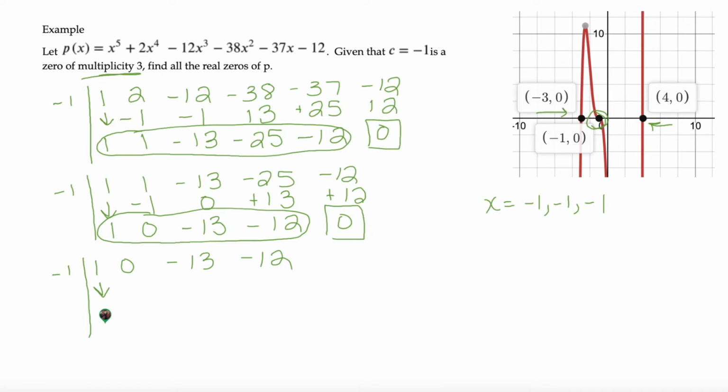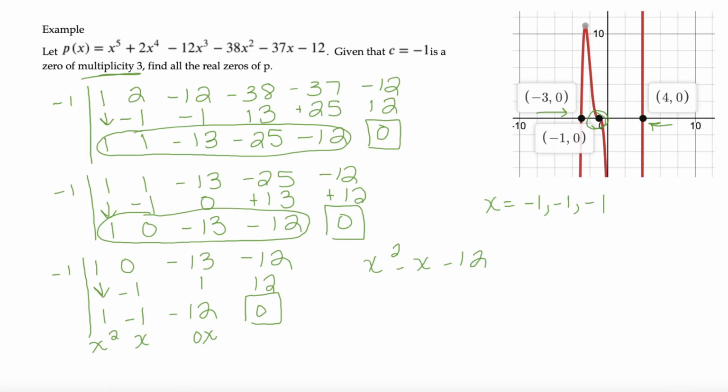Always bring down the first value, so -1 times 1 is -1. When I add, -1 and -1 is +1. And here we go, +12. So we now have a reduced polynomial. 0 x's, x squared. These are the new coefficients. We have x squared minus 1x minus 12.